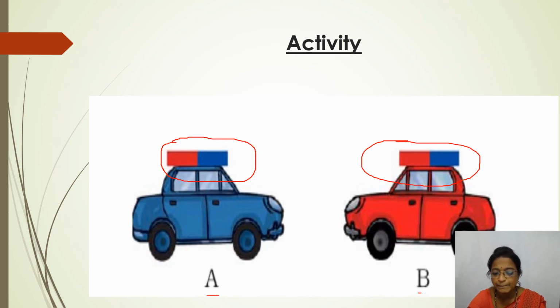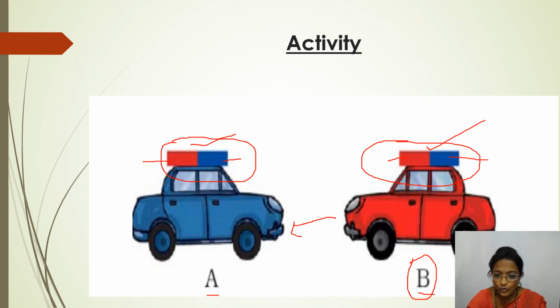And here B. Here is a bar magnet, isn't it? And here is also a bar magnet. Here is north, south, and here is south, north. You can see these two are unlike poles, isn't it? North, south. So what happens when we take this B car near to the A car? Does the A car come near to the B car, or does it move forward? Just try this activity. It is very interesting, you can even enjoy it.